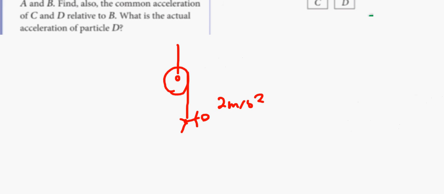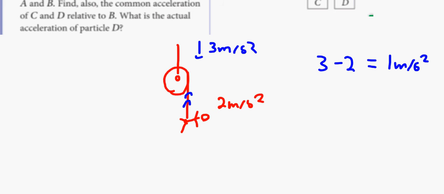Next, if we think of it another way, where you're going upwards instead of downwards, in this case you have an acceleration of 2 meters per second squared upwards. However, if the pulley itself is moving downwards at an acceleration of 3 meters per second squared, overall you will have a downwards acceleration of 1 meter per second squared. Once again, if this was A and B, you would say simply it's A minus B.